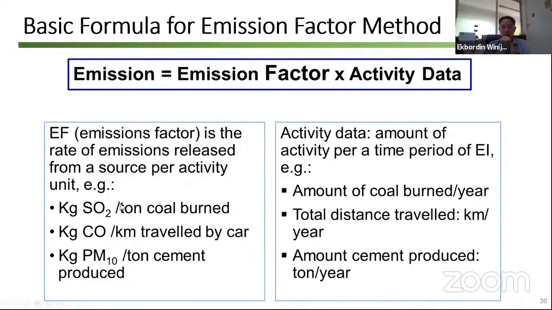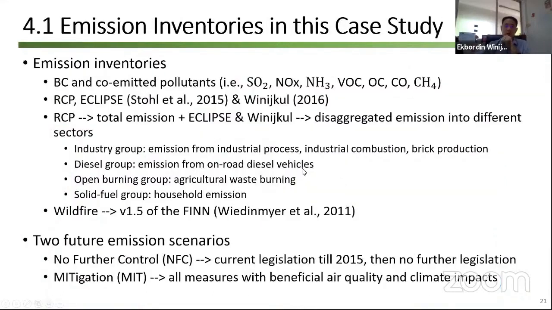For example, if the emission factor that we use is in terms of kilogram of sulfur dioxide per ton of coal burned, then the activity data that we use is going to be in terms of the amount of coal burned per year. So when we multiply these two together, the emission inventory in this case is going to be kilogram of sulfur dioxide per year, right? Okay, that is the general information about emission inventory.